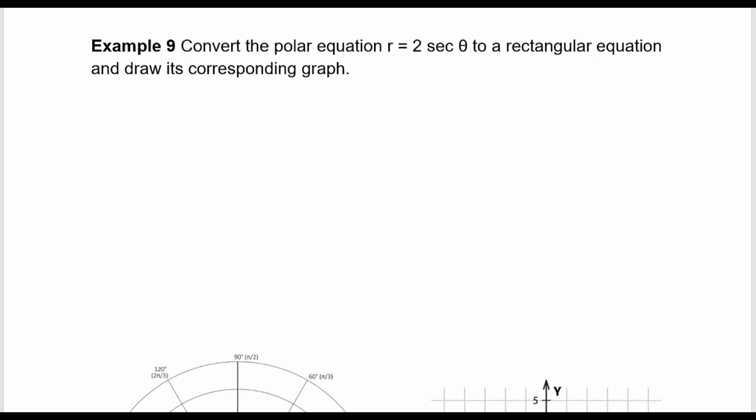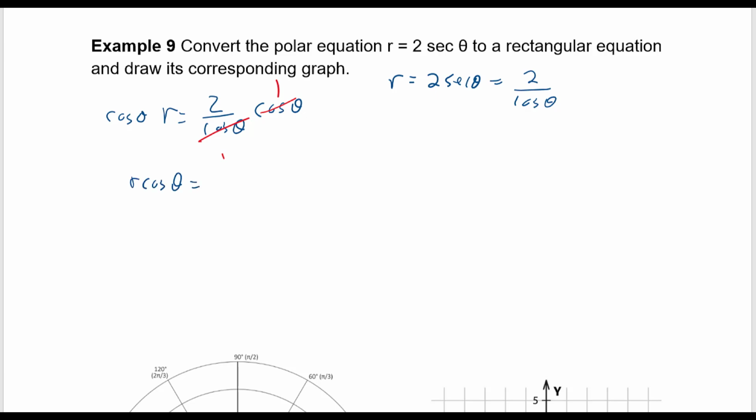Okay, so first of all, we don't have a relationship for secant. So we have r equals 2 secant theta, but that could be written as 2 over cosine theta. So we do have something with cosine theta. Now, if we have r equals 2 over cosine theta, I can multiply both sides by cosine theta, and then these thetas divide out. We end up with r cosine theta equals 2. But what was r cosine theta? That's just x. So x equals 2.